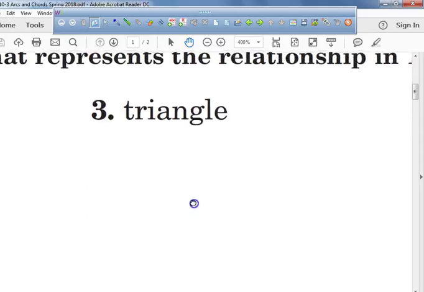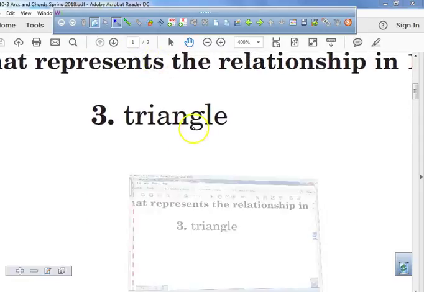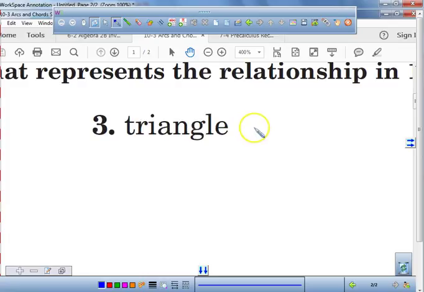Number 3 is a little bit easier. What kind of triangle are you going to be working with? Specifically, not just a triangle. What type of triangle?